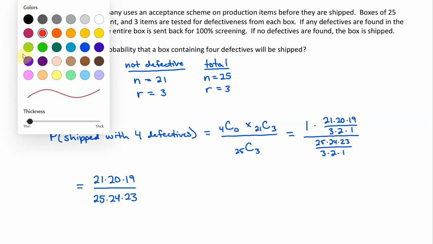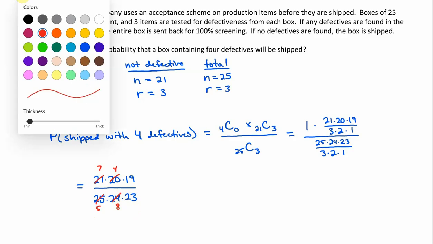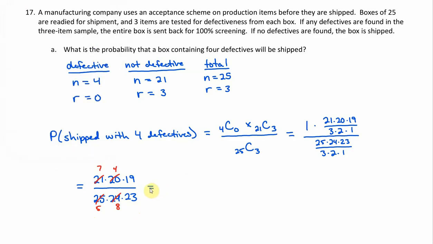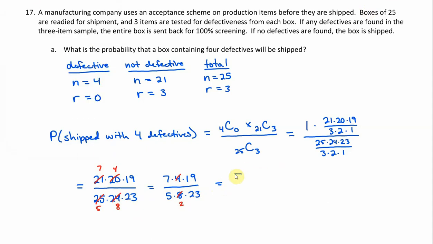So let's see here. 20 could go into 25, and then 21 could go into 24, because those are both divisible by 3. And then, let's see, we may not be done. So we'll have 7, 4, 19, and then on the bottom, 5, 8, and 23. We could actually go a little farther because 4 goes into 8. So we could say 4 goes into 8 twice. So this is 7 times 19 over 230. Right? The 5 times 2 times 23.